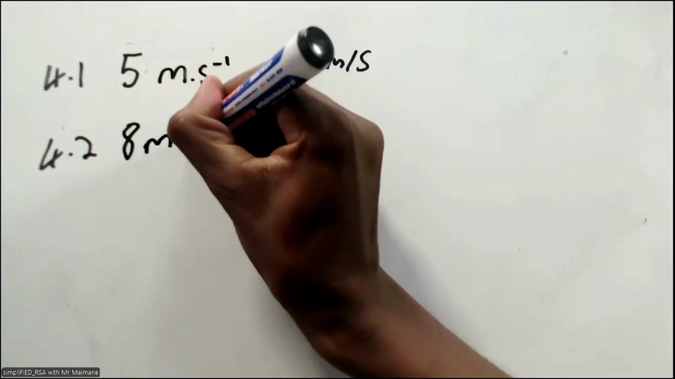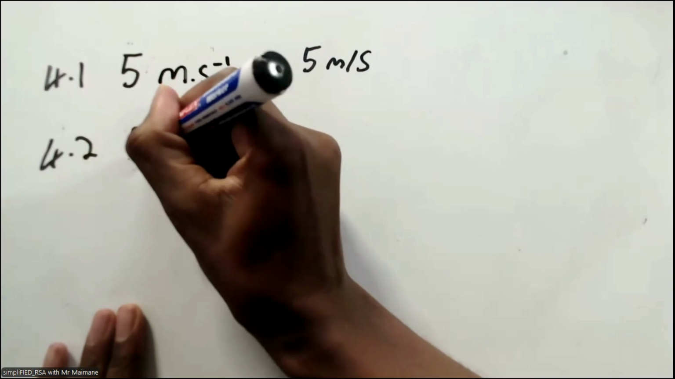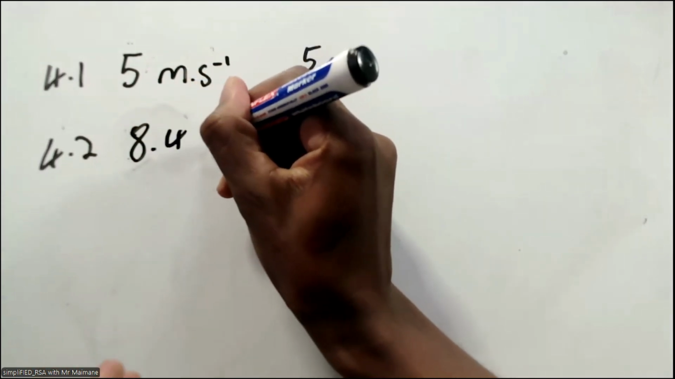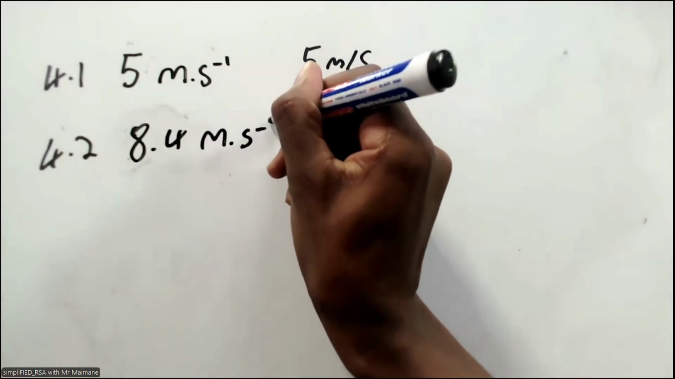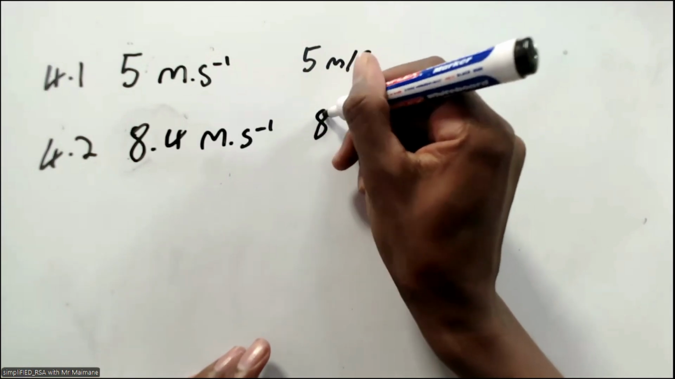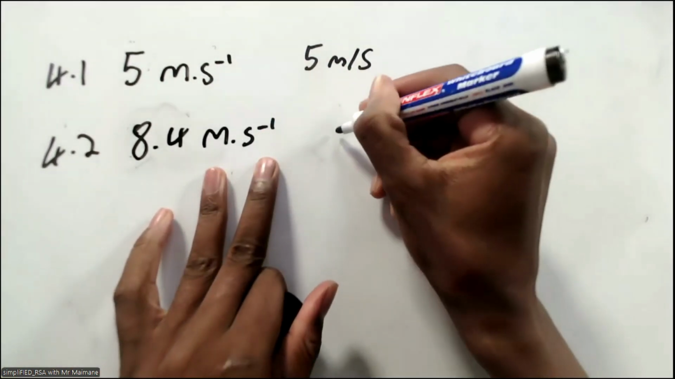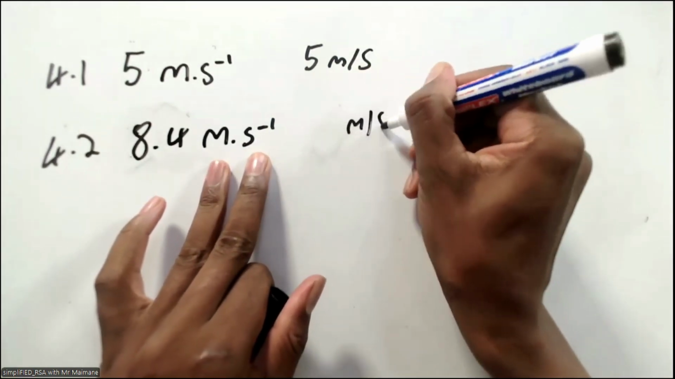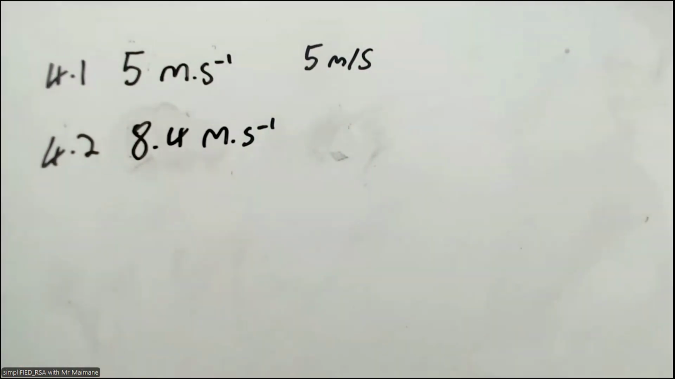So it would be 8.4. Even if you say 8.3, it would still be acceptable, I believe, depending on what value you see on your side. But I would say 8.4 meters per second, which, like I say, I can still represent as m/s. It doesn't really matter the format that you use, but for 4.2, it would be 8.4 like that.